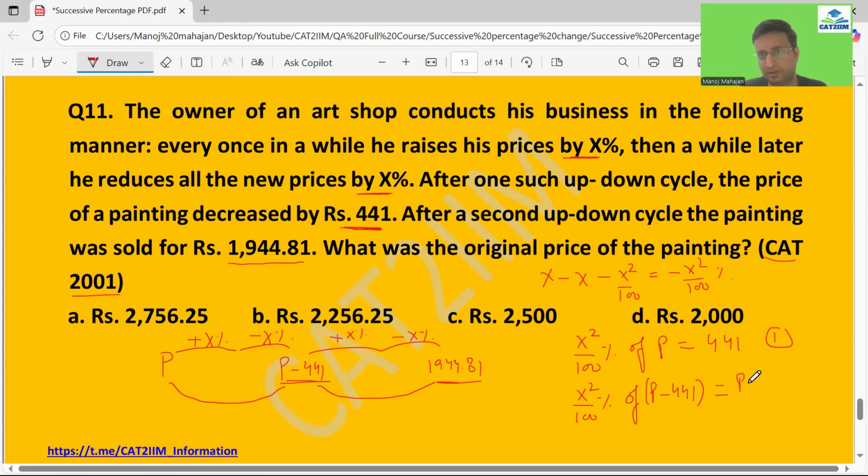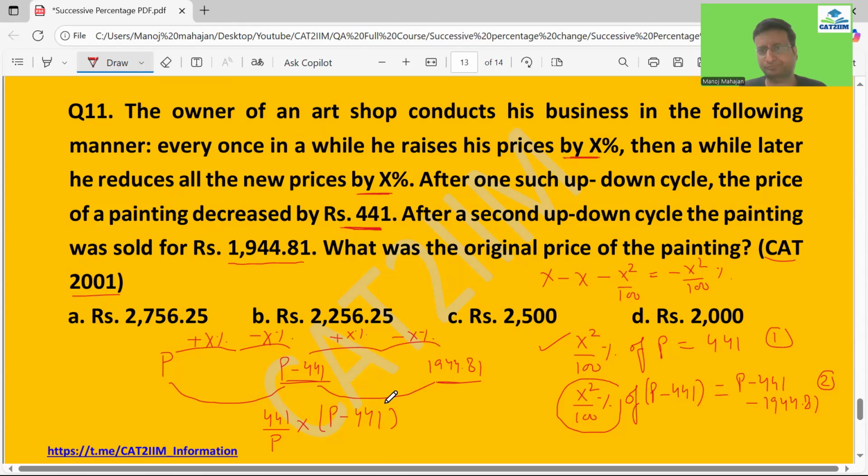So what do I get is P minus 441 minus 1944.81. Now this is equation 2. So you can see very complicated equations we are getting. So let's say from the first, if I remove x squared by 100%, what do I get? P minus 441 over here. This I am replacing. So this is nothing but 441 divided by P. So let me write over here. Correct. So this is what we are getting as of now.